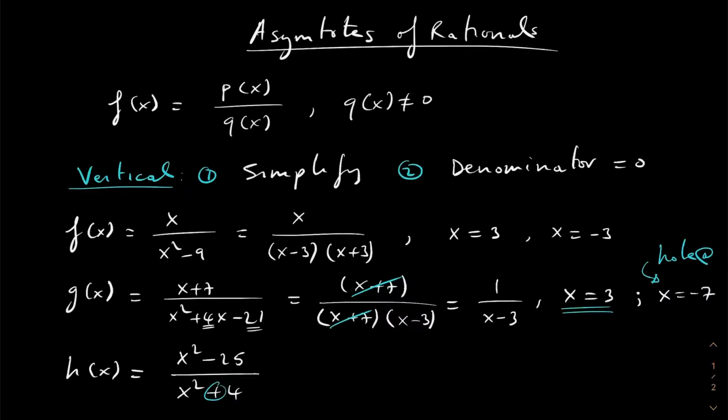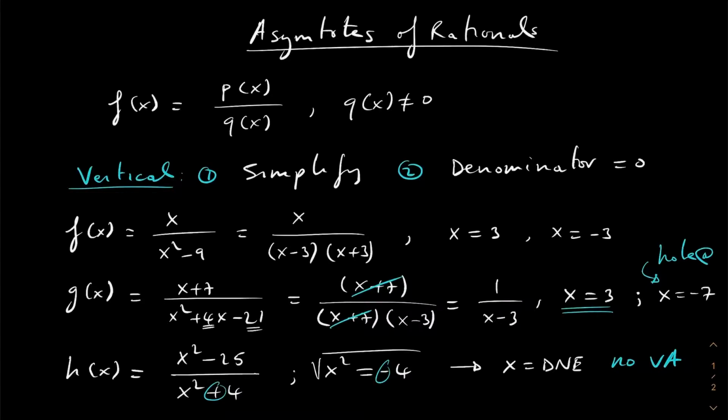So what number can make the denominator x squared plus 4 equal to 0? If you try to solve for x, this would give you x squared equals negative 4, which, taking the square root on both sides, would have a negative number under the root. So in this case, x does not exist, or in other words, x is not real, and therefore you do not have any vertical asymptote for this particular function.